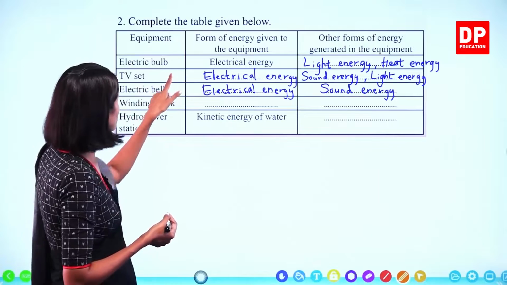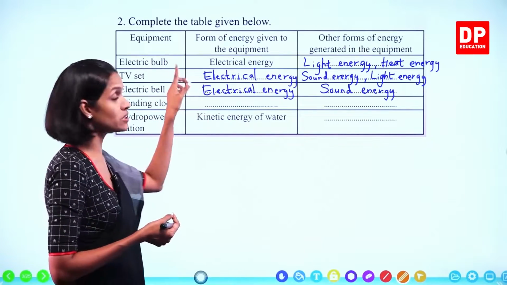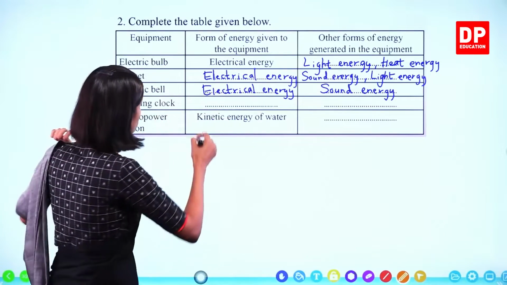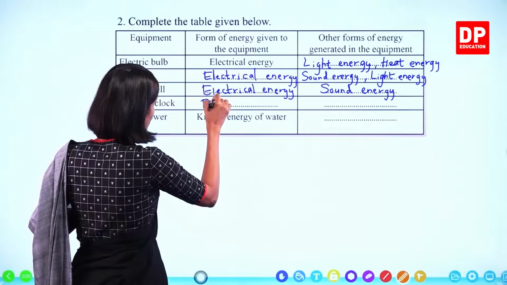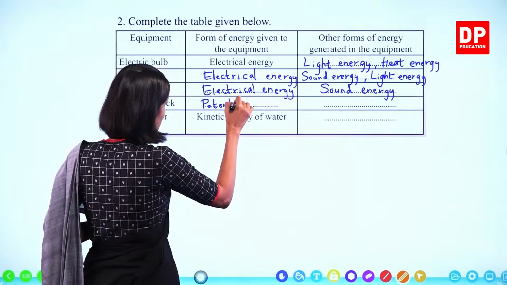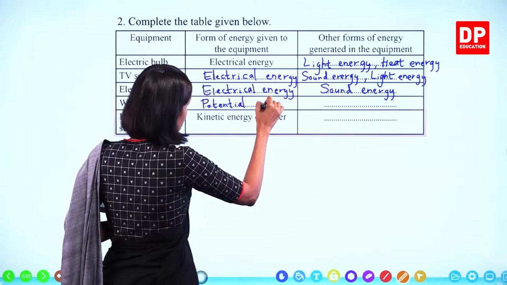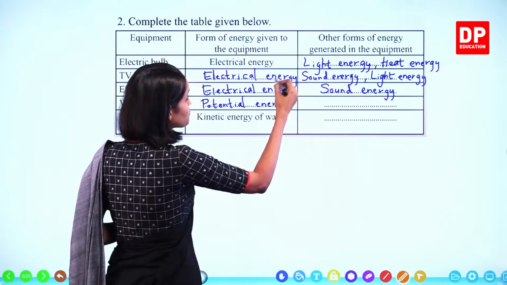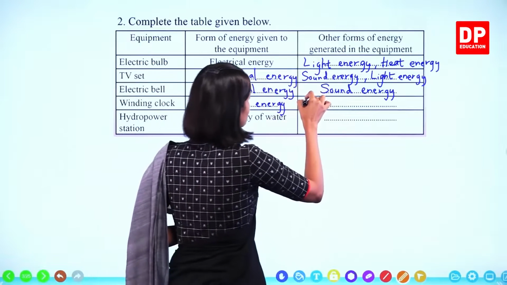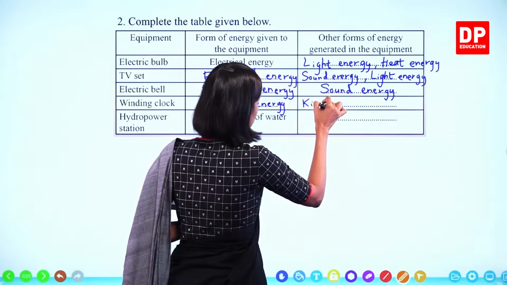So wind-in clock, form of energy given to the equipment is potential energy. Potential energy. And other forms of energy generated, kinetic energy.